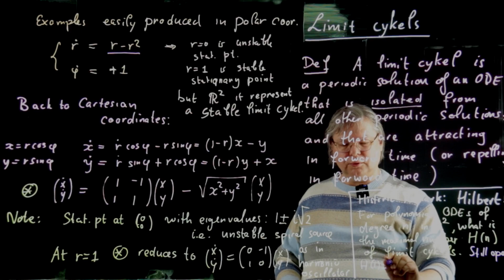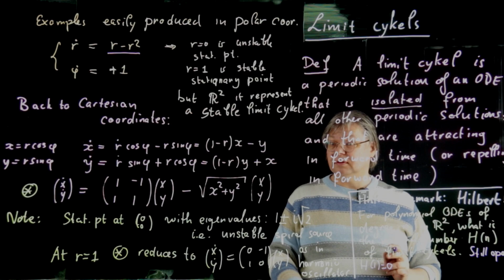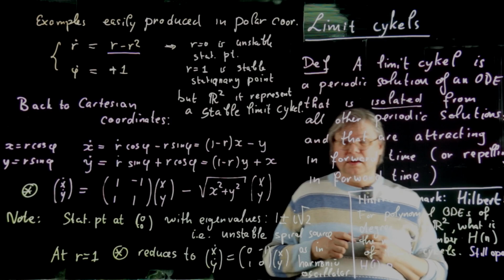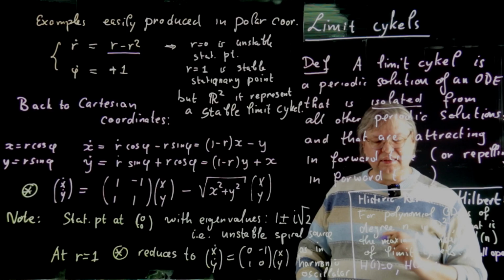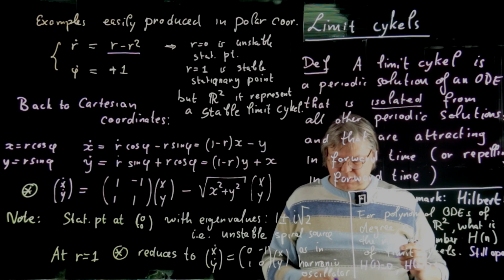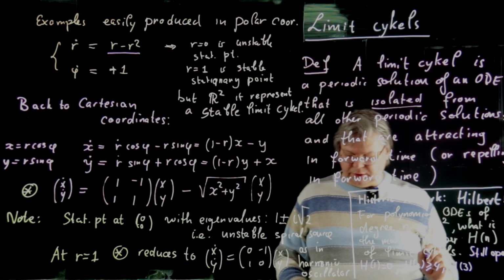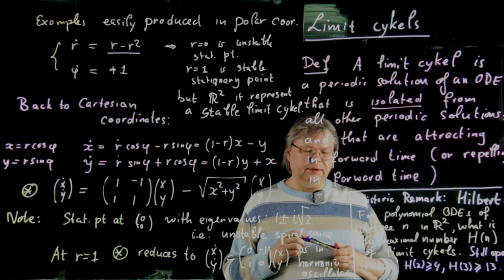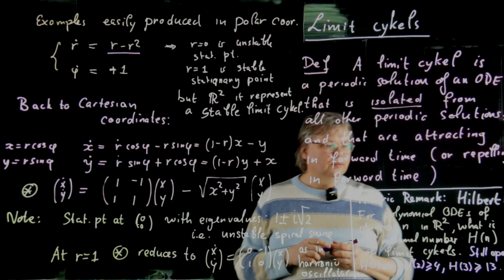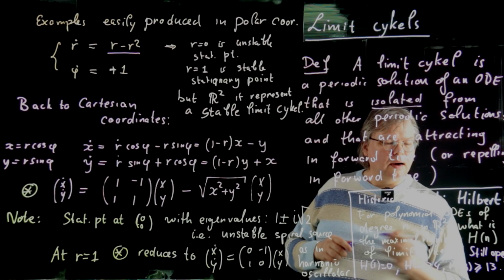H_1 is zero because linear systems do not have limit cycles. It's like the harmonic oscillators. You might have loads of periodic solutions, but no limit cycles because they're not isolated. For quadratic ones, we know that the number is at least 4. But we still don't quite know an upper bound. And as the degree of the polynomials increases, the number of limit cycles also increases. So for cubic polynomial ODEs, we know that you can get at least 13 limit cycles. But also there, we do not know what the actual value of H_3 is.